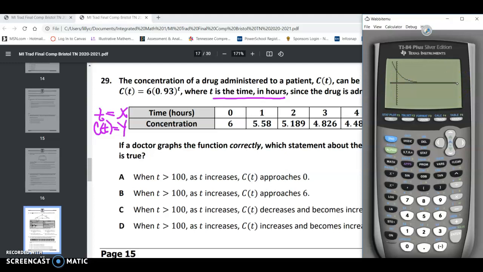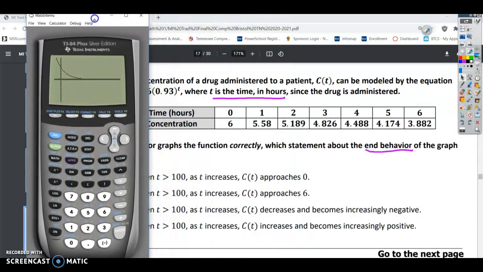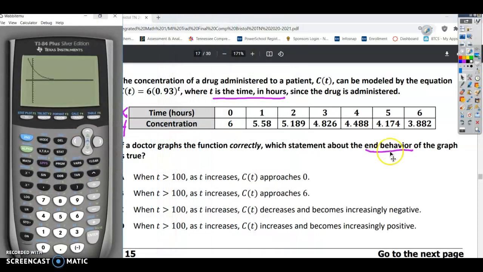All right, so it says when t is greater than 100, as t increases, what does y do, or C of t? Does it approach 0? Okay, to me it looks like it's approaching 0 here. Does it approach 6? Does it decrease? Let's see what this says. Does it decrease and become increasingly negative? Does it increase and become increasingly positive? So again, if you look at the graph here, it looks like it's approaching 0 to me.